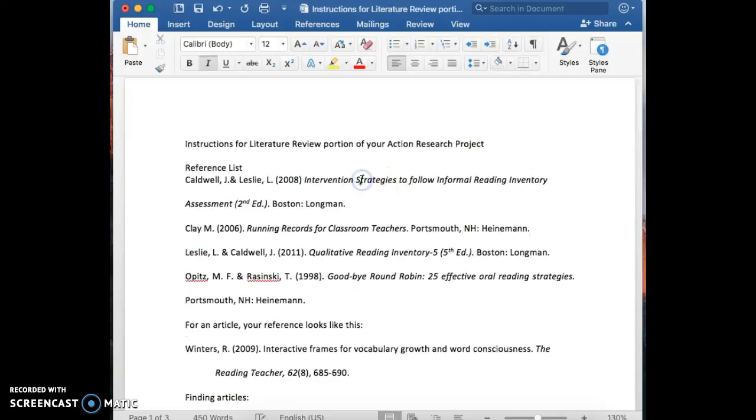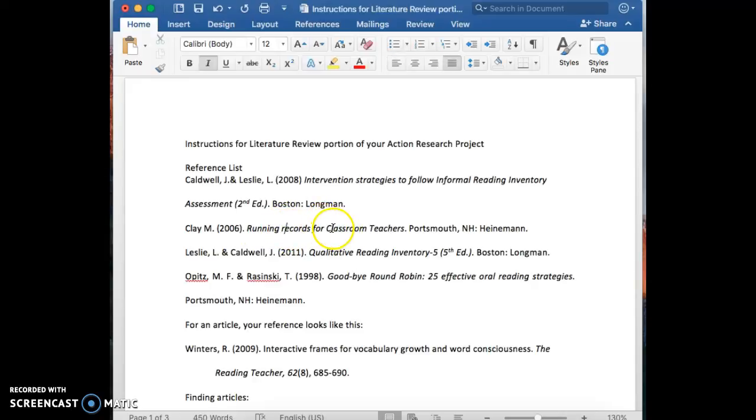You only capitalize the first word, and then you would capitalize anything that is a proper name. So the Informal Reading Inventory Assessment is a proper name, and we would capitalize that. But intervention strategies to follow would not be capitalized. All of the name of the book is italicized, so the second edition, then there's a period, the city, and the publication. For Clay, it's running records for classroom teachers.